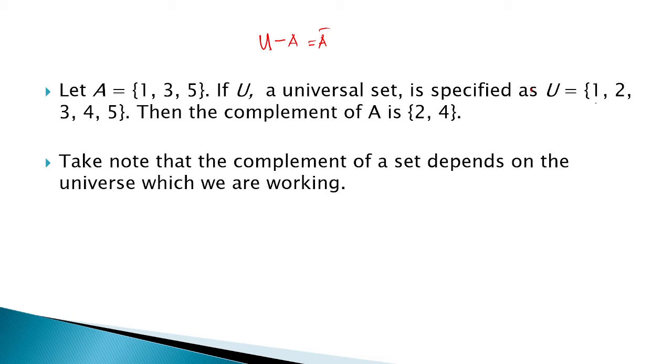In this case, if your universal set is 1, 2, 3, 4, 5, ang wala lang sa set A ay 2 and 4. Kasi meron kang 1, 3, and 5. Ano lang yung wala? 2 and 4. So, that is why that is the complement. So, yung complement ng A mo is equal to 2 and 4.